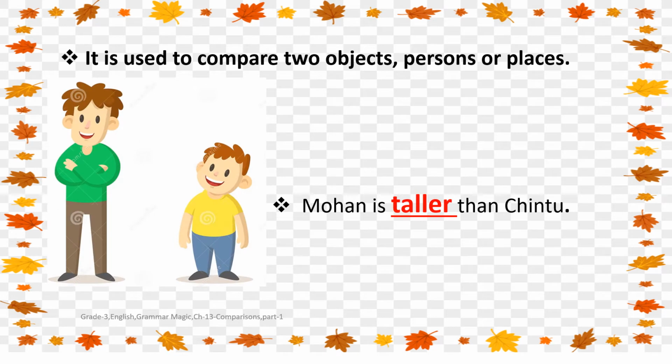For example, Mohan is taller than Chintu. Okay children, so he is Mohan. So Mohan is taller than Chintu. So children, what have we done here? Yes, we have compared two persons. Whose height is taller? Yes, Mohan. So Mohan is taller than Chintu. We have done comparison here. So it's a comparative degree, isn't it? We have compared two persons' height. So Mohan is taller than Chintu.